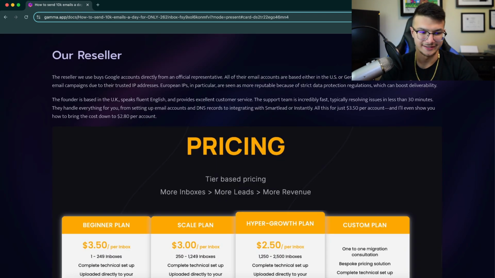The reseller we use buys Google accounts directly from an official representative. All of their email accounts are either based in the US or Germany, which are both ideal for cold email campaigns due to their trusted IPs. Now, you probably think, Germany, how come? Now, European IPs in particular are seen as actually the most reputable IPs out there, and this is because of their strict data protection regulations, which can help boost your deliverability and prevent it from being damaged further.